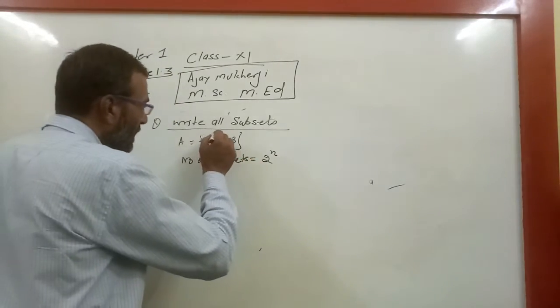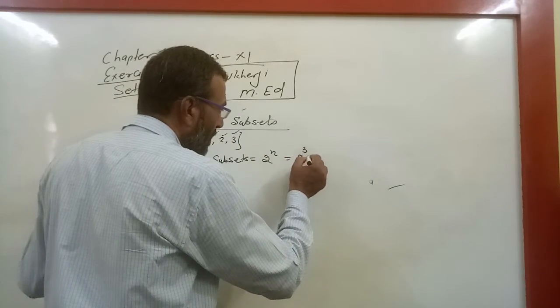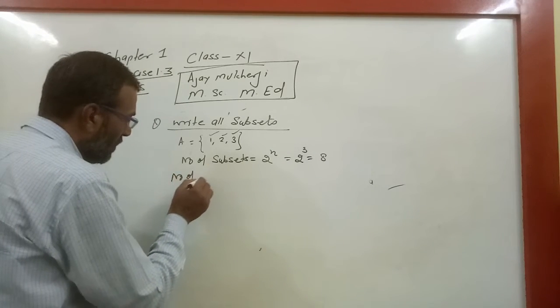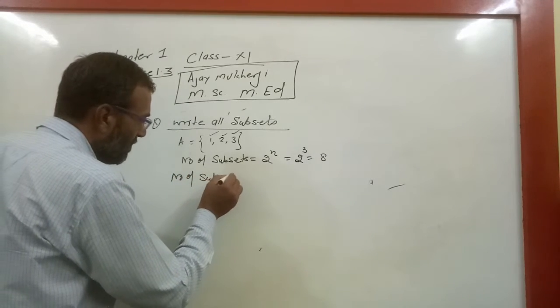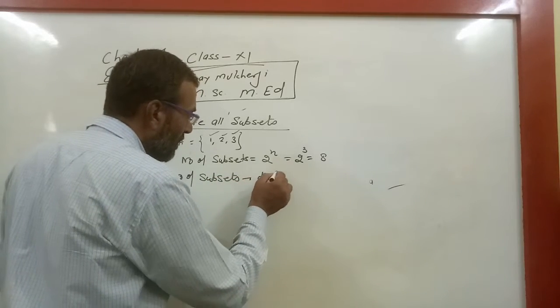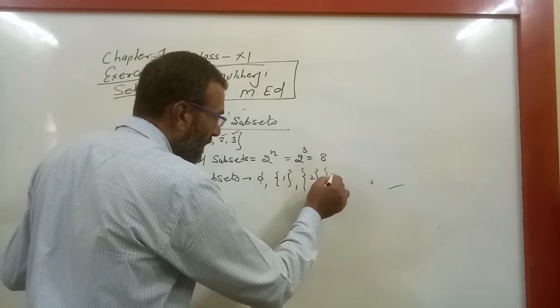So how many elements are there? 1, 2, 3, elements are there. So write down here 2 raised to 3. So subsets are 8. So number of subsets is equal to 8. We have to write 8 subsets here. First subset is the empty set. Then write down single elements in brackets: {1}, then {2}, and then {3}.